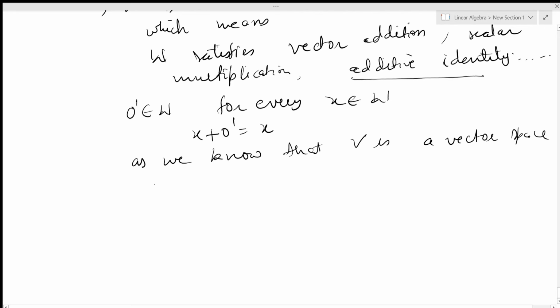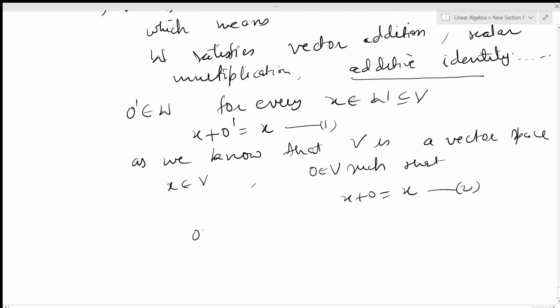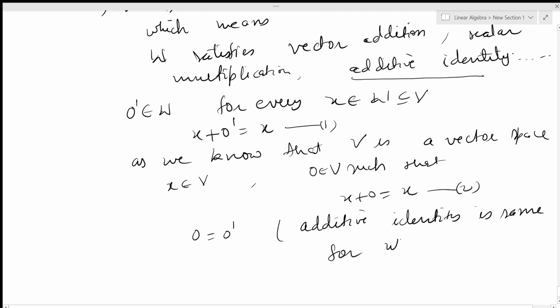That means if x belongs to W, and W is a subset of V, we can write that x is in V. And if V is a vector space, that means there exists some 0 belonging to V such that x plus 0 is x. Now from 1 and 2, we can write 0 is 0 dash. So the additive identity is the same for W and V. Now the first property is also satisfied.